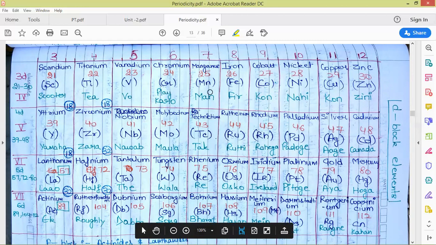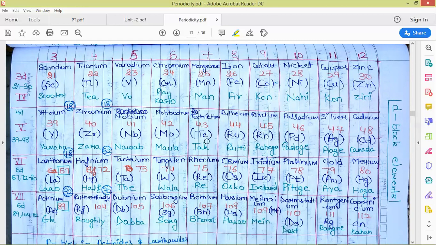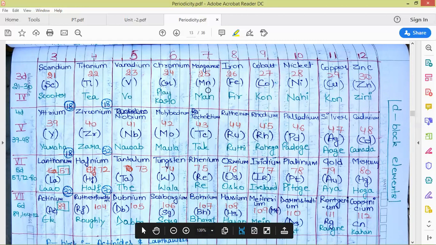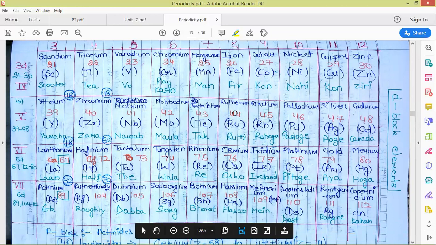Next is manganese, technetium, rhenium and bohrium. So mnemonics is man tak re bharat. That means man tak re bharat. So this represents our love for our country, that is love for our Bharat.